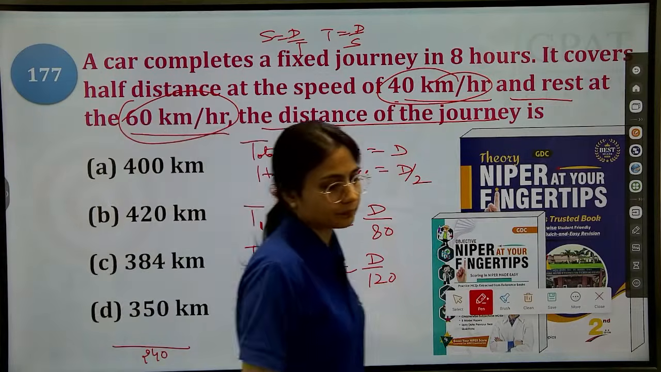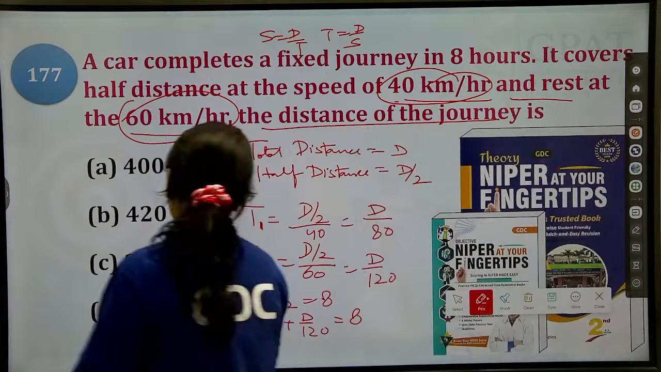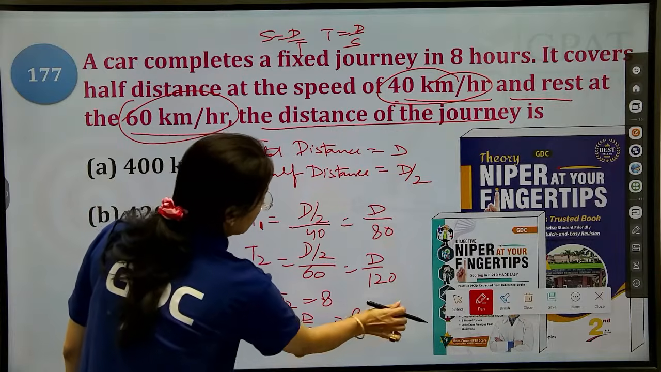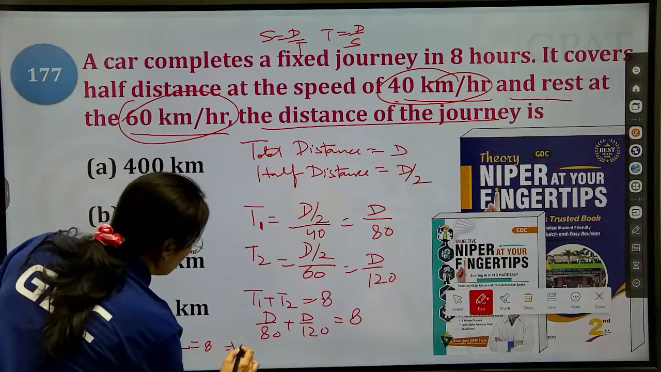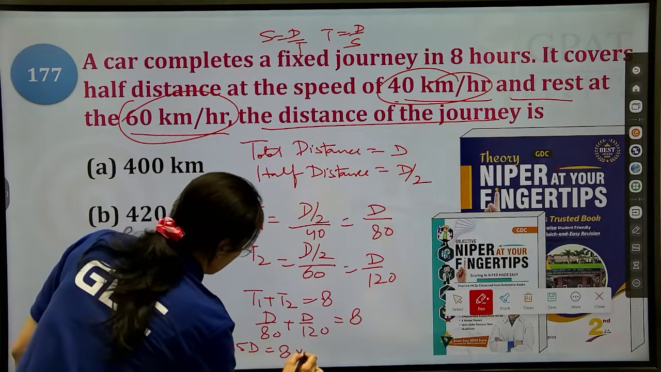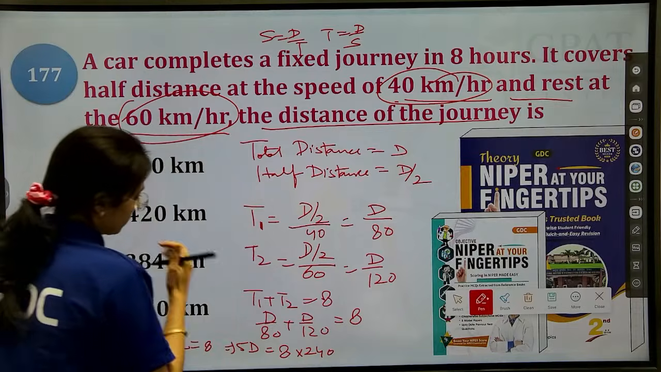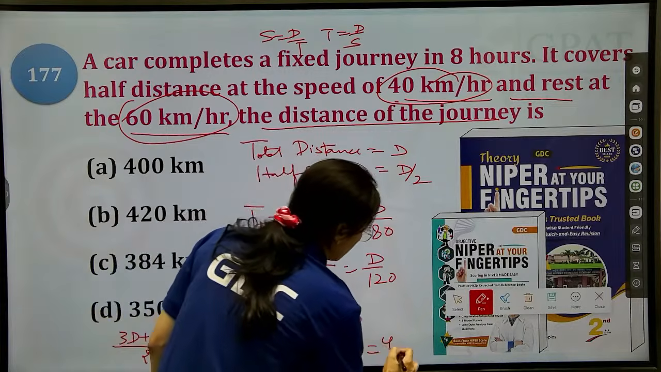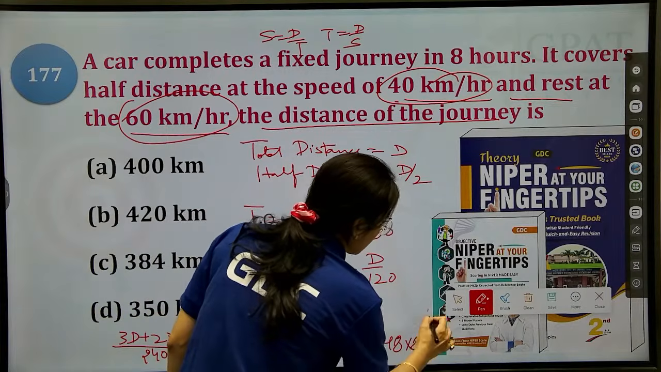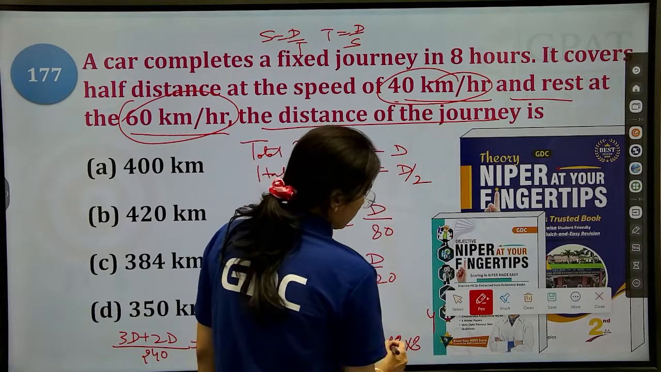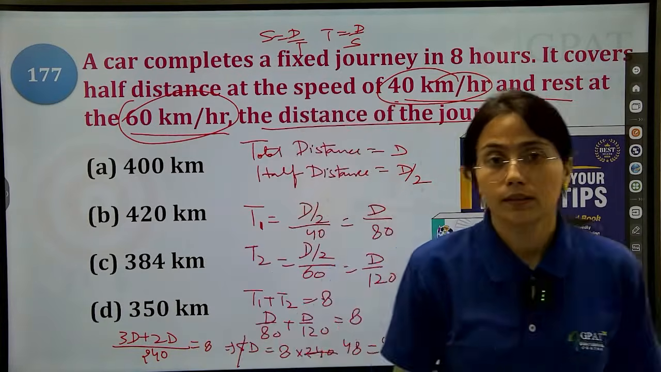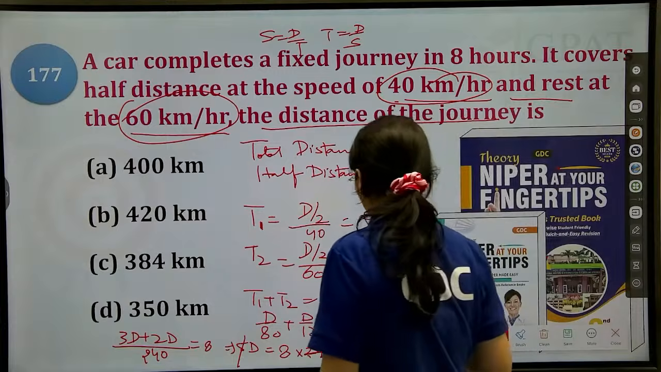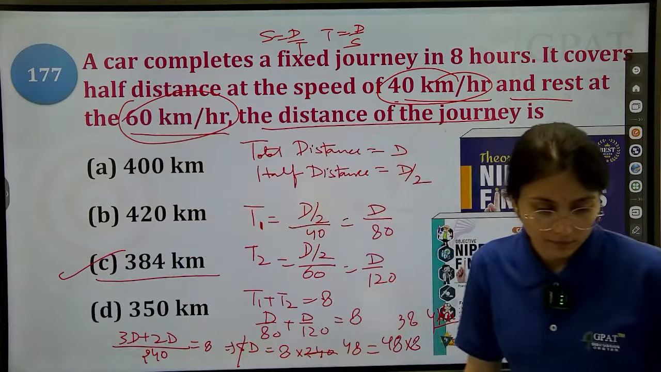It means 3D plus 2D is equal to 8 times 240. So 5D is equal to 8 multiplied by 240. 5 4s are 20, 5 8s are 40, that is 48. Multiply by 8: 8 8s are 64, 8 4s are 32, 33, 34, 35, 36, 37, 38, so 384 kilometers. So the answer is 384 kilometers.